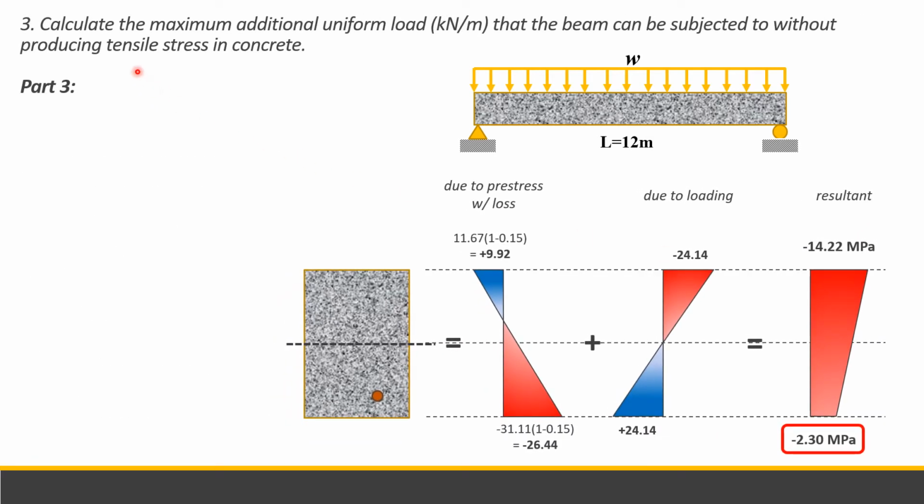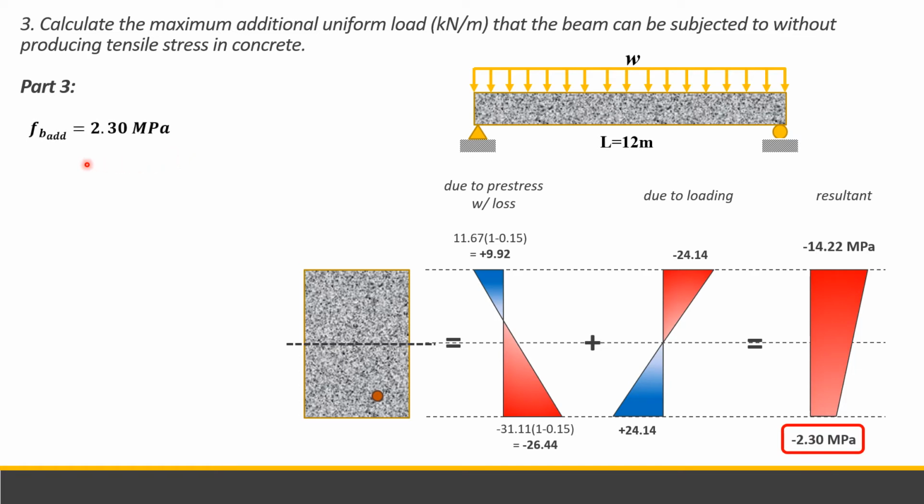Calculate the maximum additional uniform load that the beam can be subjected to without producing tensile stresses. So since sa resultant stress natin, given the calculated natin na distributed load, medyo in excess siya, no? So malakas pa yung beam natin. So the question here is, without producing tensile stress. So meaning, i-zero natin yung sa bottom fiber. So i-zero stress. So that is, ma-maximize siya. So ma-zero yung tensile stress now.